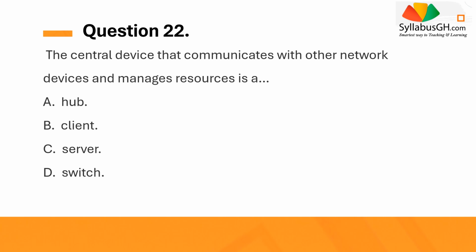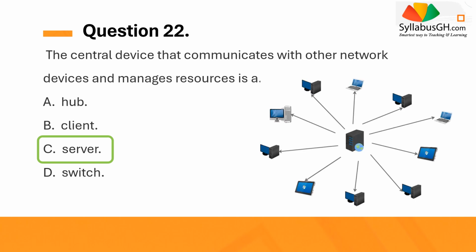Question 22. The central device that communicates with other network devices and manages resources is A. Hub. B. Client. C. Server. D. Switch. The correct answer is C. Server. In a network, a server is the central device that communicates with other network devices, such as clients, and manages resources, like data storage, applications, and services. Servers provide resources and perform functions that support client devices on the network.